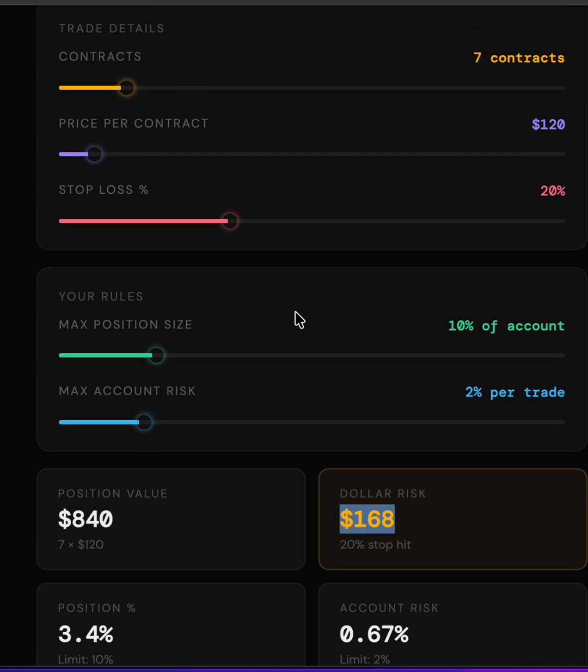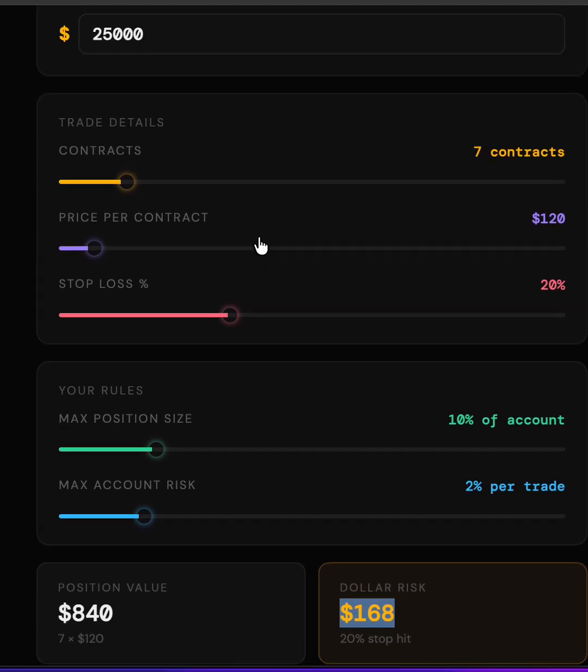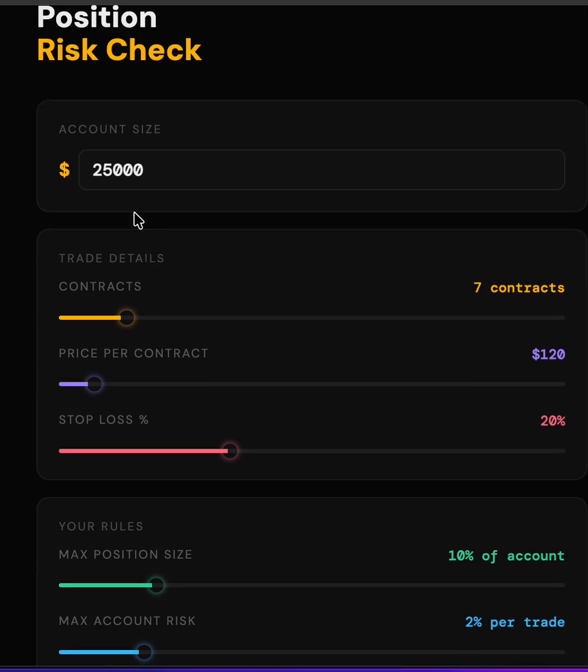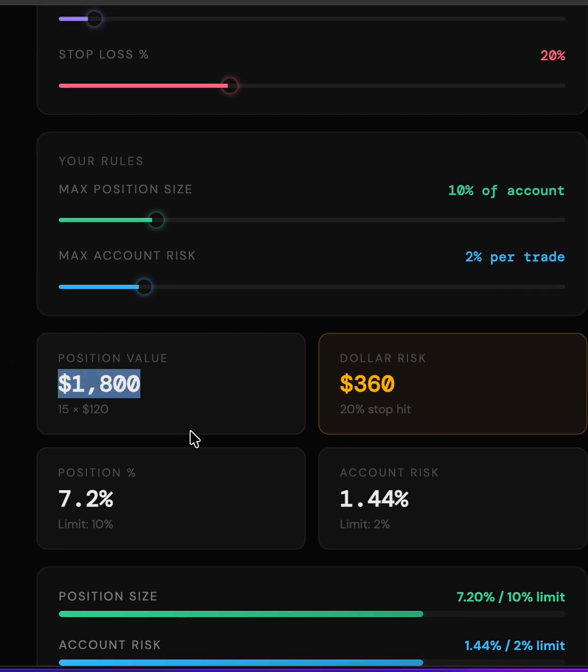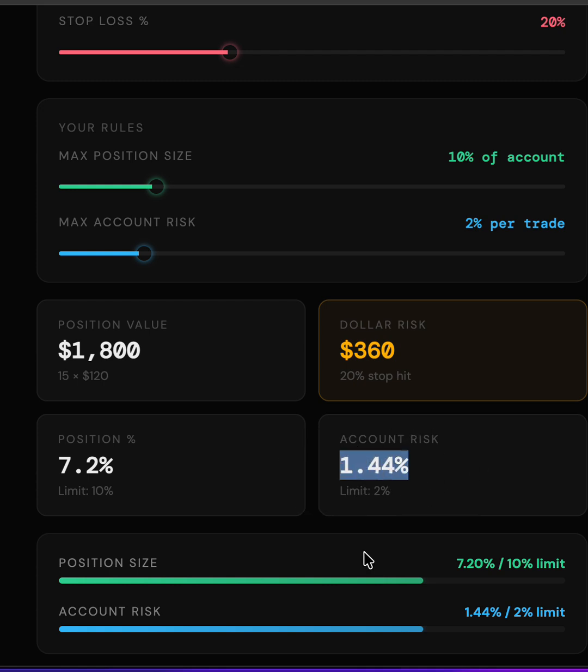And I would think in the options world, traders that have YouTube channels, etc., are maybe trading a $30,000, $40,000, $50,000 account. And I would say the average size of what they're trading is anywhere between 10 to 15 contracts. So if we push this up to 15, I think that's an average position value from what I've seen anyway, some options traders. $2,000 or a $3,000 position size. But here we've got a $1,800 position size. You're risking about 20%, so you're risking $360. And once again, your account risk is only 1.44%.